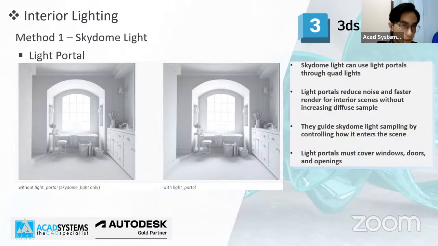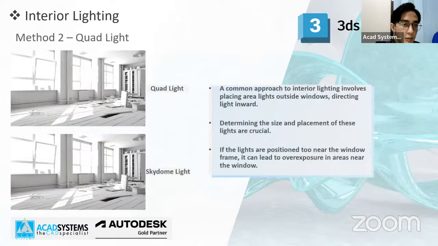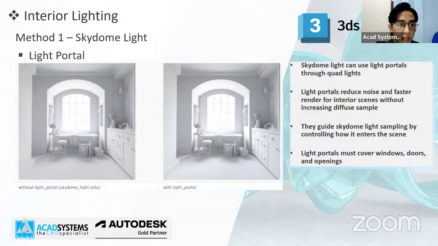For interior lighting, we have two methods to light up our scene. The first method is Skydome light, and the second method is quad light. The Skydome light represents the sky light that will light up our scene. And then we have light portal, which is an option located in quad light.